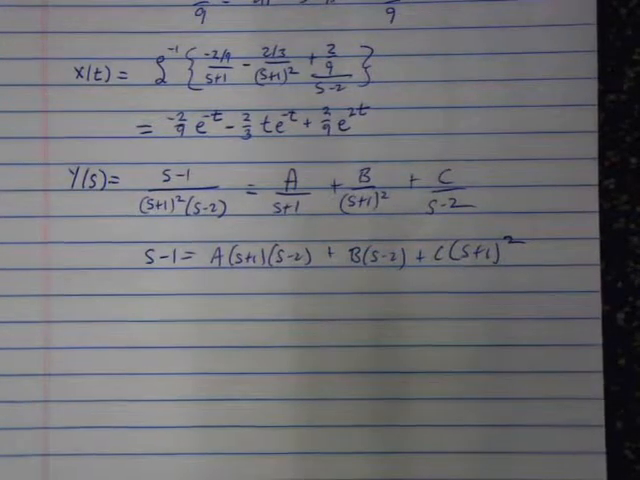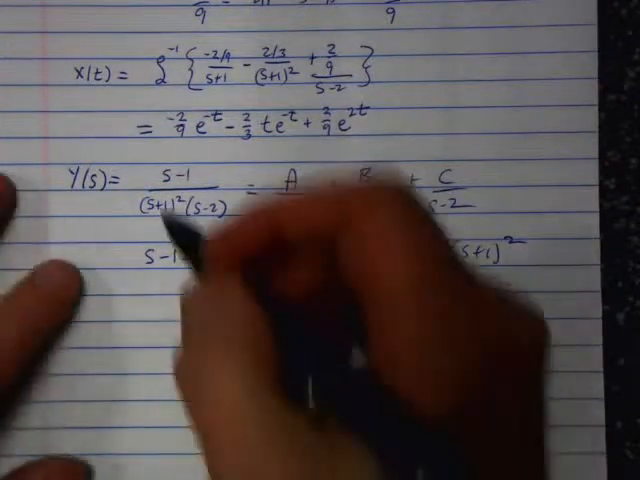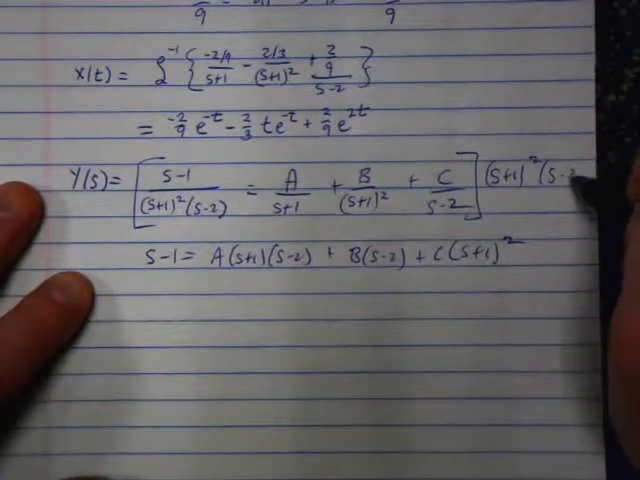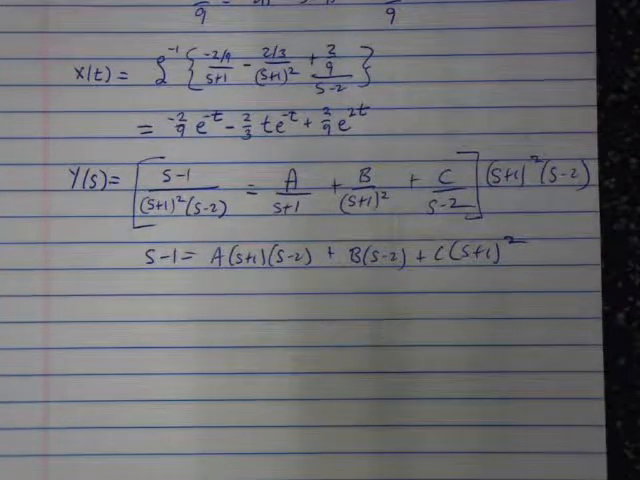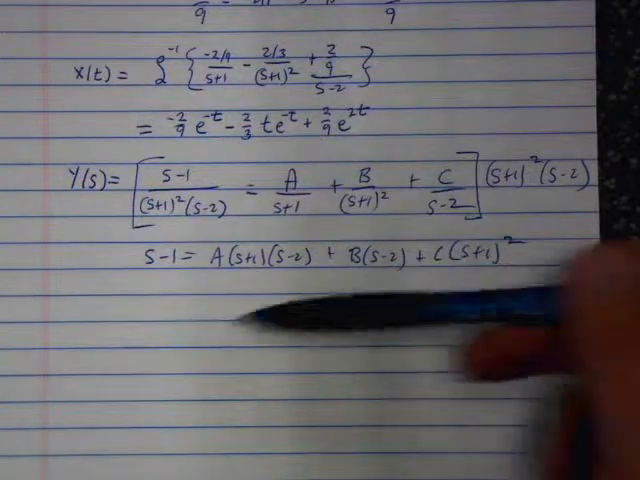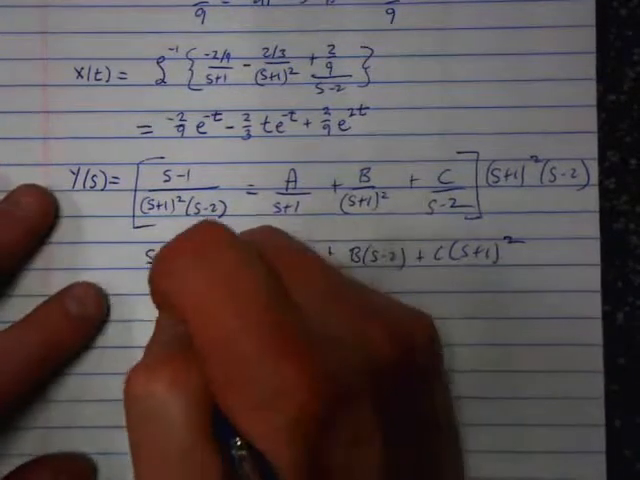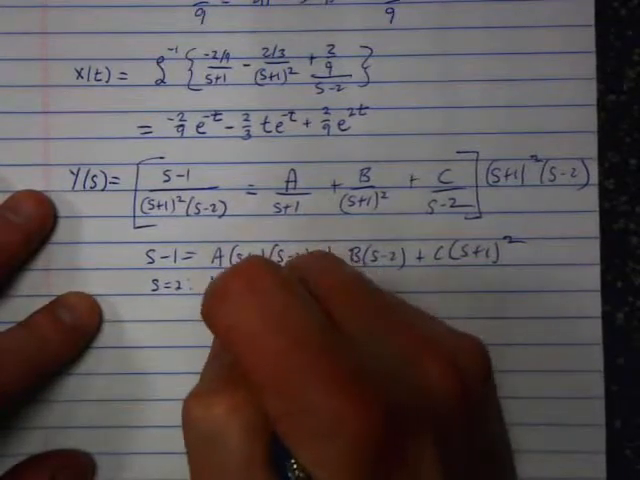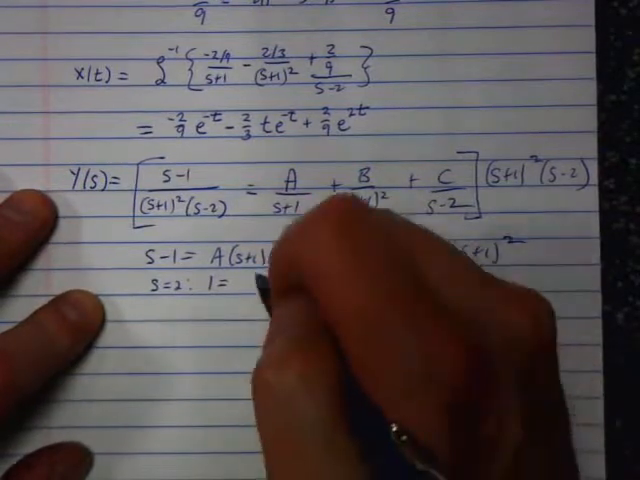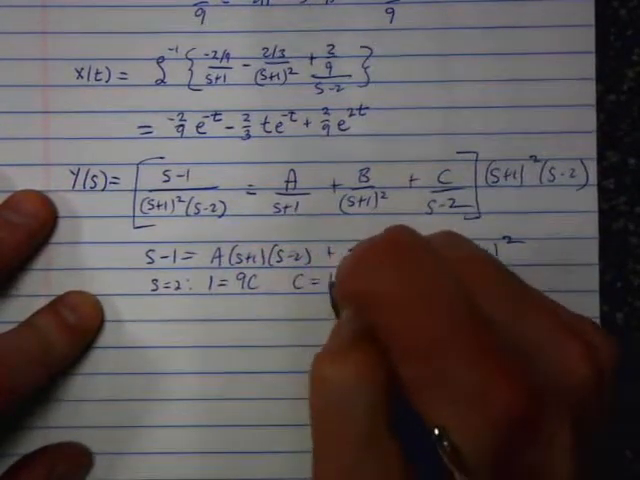Start plugging in your favorite numbers again. Actually, when you're clearing the fractions, you're multiplying both sides by the denominators of the a, b, and c, right? That's exactly right. I'm multiplying by the common denominator, which is that. So, for example, this s minus 2 cancels with that s minus 2, which is why I have the s plus 1 squared left over. So on and so forth. Well, how about s equals 2? I get 1 equals, a would disappear, b would disappear, c times 9. So c is 1/9.